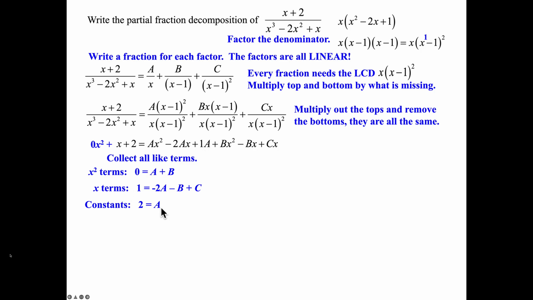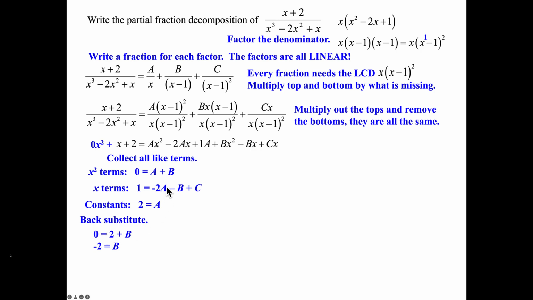Okay, wait a minute. So A is equal to 2. We're good. We can do some back substitution now. We can put this 2 in for this A up here and solve for B. Well, remember we said A and B are going to have to be opposite, so B is equal to negative 2 to make that a true statement.